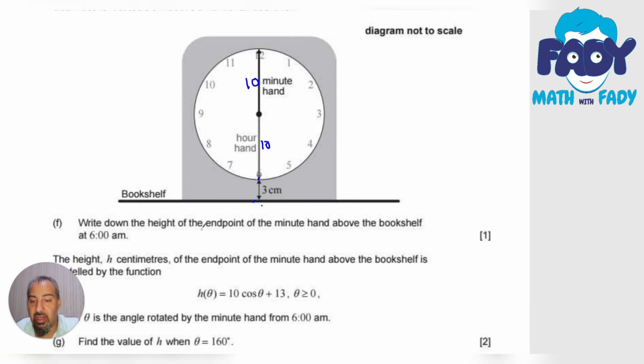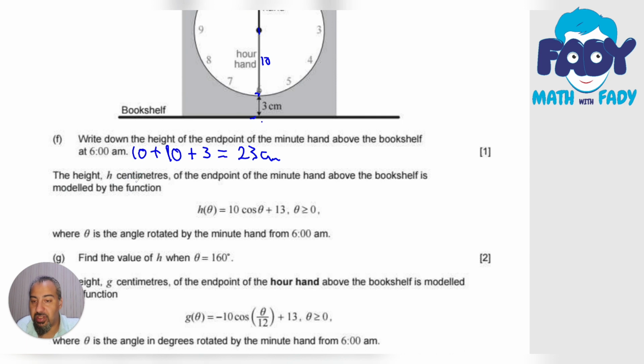F, write down the height of the end point of the minute hand, this is the minute hand, above the bookshelf at 6 a.m. So this is 6 a.m. The height above the bookshelf is 10 plus 10 plus 3. So 10 plus 10 plus 3, it's 23 centimeters, the height of this end point of the minute hand above the bookshelf.